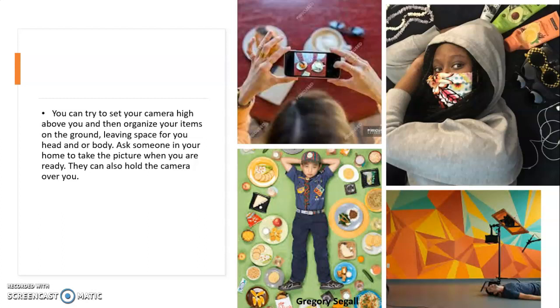You can try to set a camera high above you and then organize the items on the ground, but you want to make sure you leave space for you, your head or your body, so that you can also be part of the image. This may be a little tricky, but there are other ways to accomplish a quarantine self-portrait much easier.